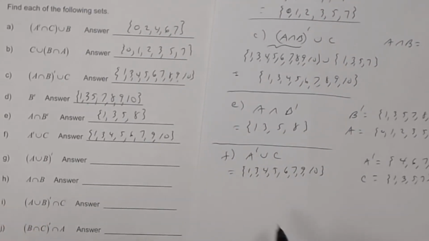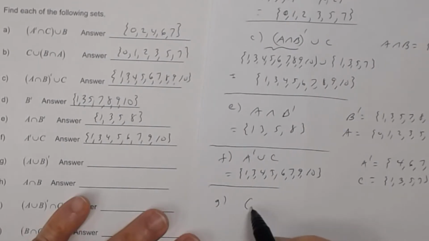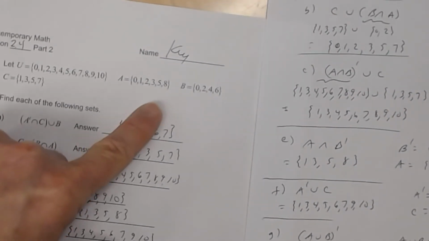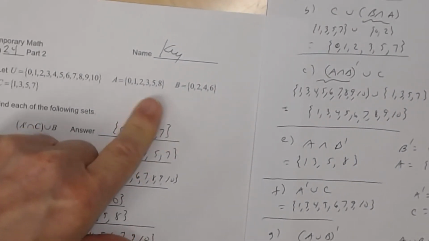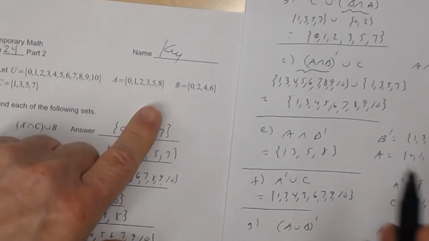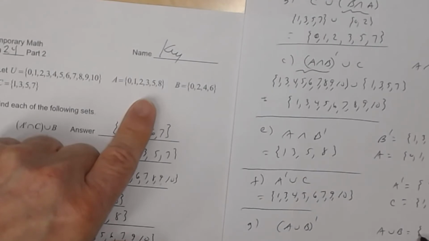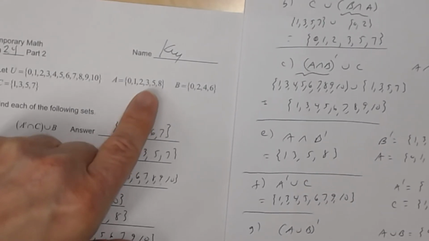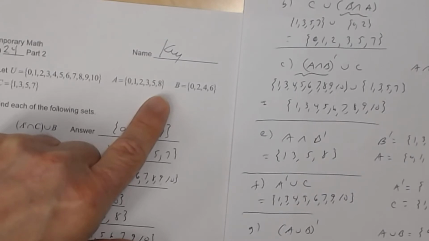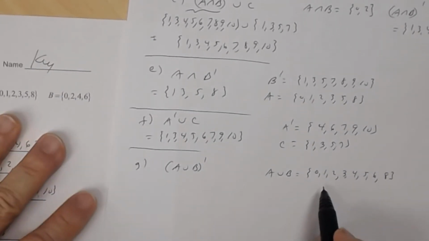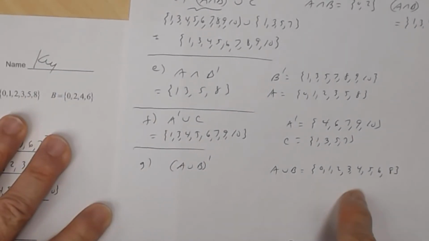All right, G. So G, you want to find A union B complement. All right, so let's look at A union B first. Remember, A union B is all the elements that are in either one. All right, so that's 0, 1, 2, 3, 4, 5, 6, and 8, right? Every element here and every element here needs to be listed.